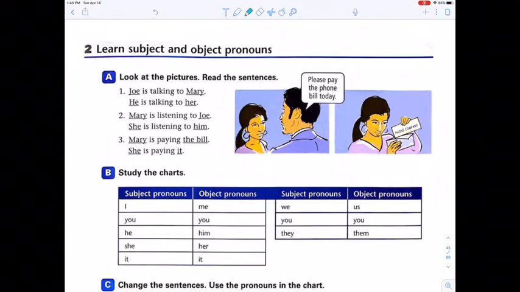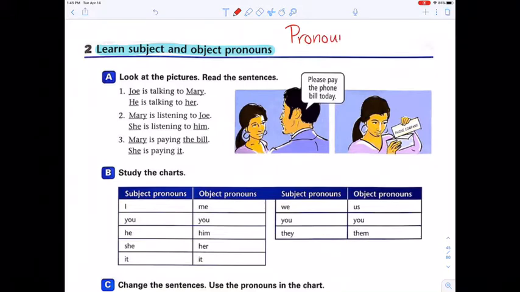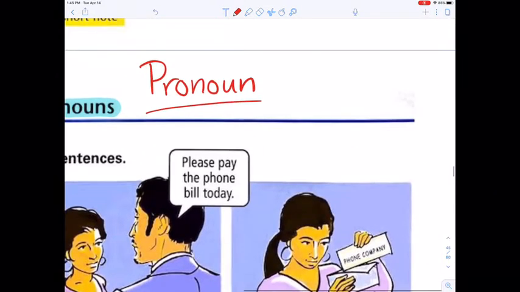Today we are going to learn subject and object pronouns. So first of all, we need to know, what is a pronoun? Is a pronoun a noun? What's a noun?